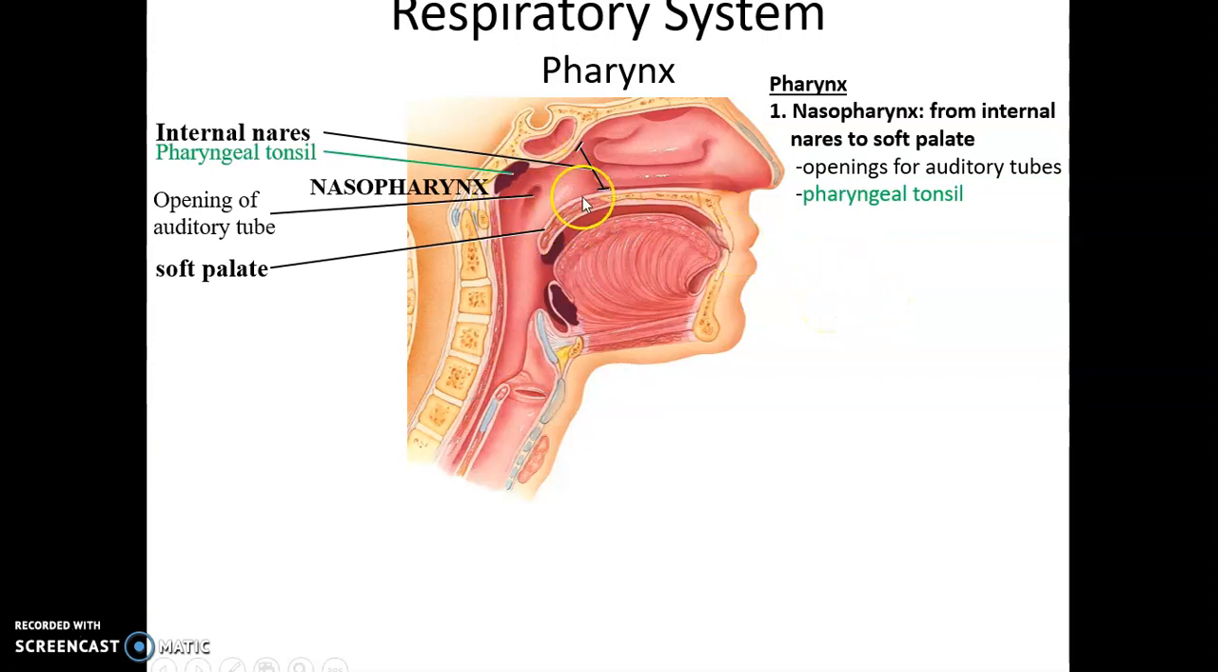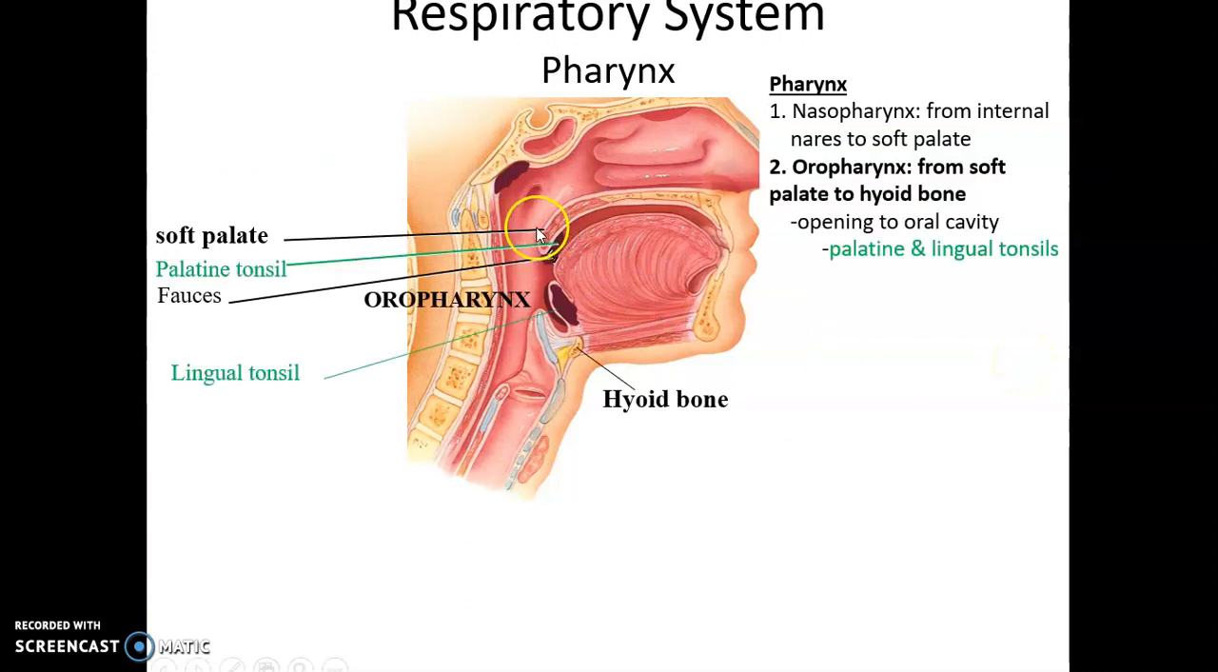The first portion of the pharynx is called the nasopharynx. It comes directly after the nasal cavity, and it goes from the internal nares to the soft palate. Within the nasopharynx, you have the openings for the auditory tubes. These are the tubes coming from the middle ear, and the pharyngeal tonsil is also located in the nasopharynx.